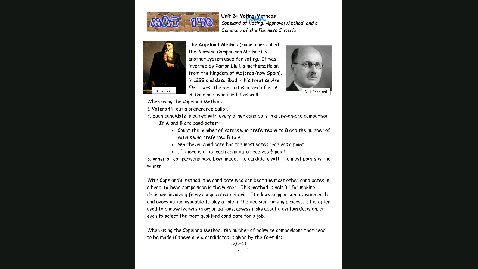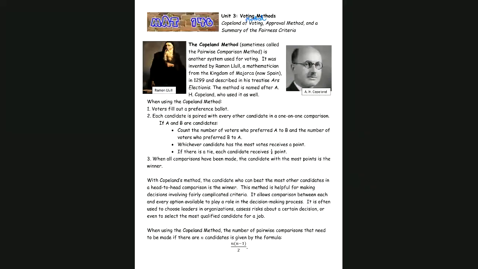And we're actually going to talk about a theorem or some result that a mathematician in the 1940s discovered about the fairness criteria. So the Copeland method, sometimes called the pairwise comparison method, is another system used for voting. It was invented by Ramon Lull, a mathematician from the Kingdom of Majorca, which is now in Spain, in 1299. And it's described in his treatise, Ars Electionis.